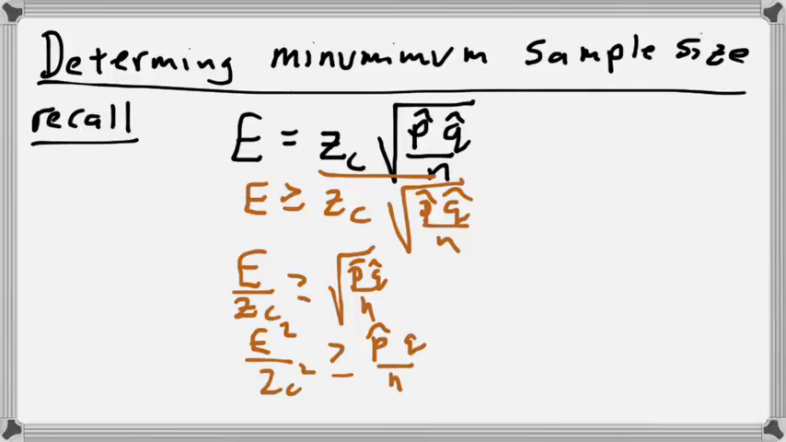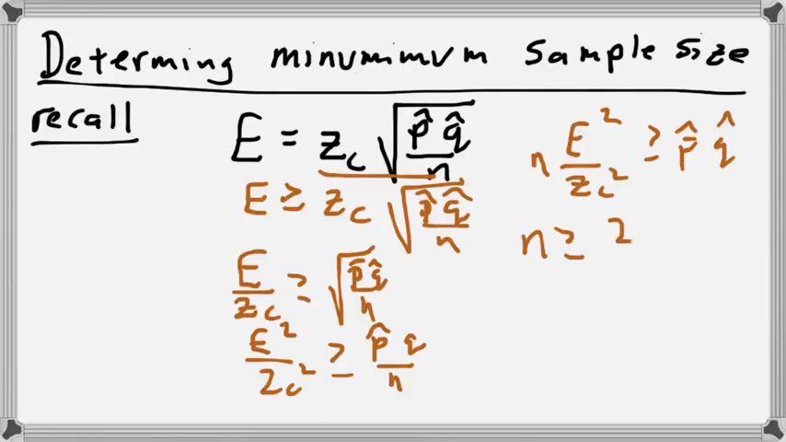I'm going to multiply n to the other side, so I'll have n E squared over Z critical value squared is greater than or equal to p hat q hat. And lastly, I'll multiply by the reciprocal, and I'm going to get the critical value of Z squared times p hat q hat all over the margin of error squared.